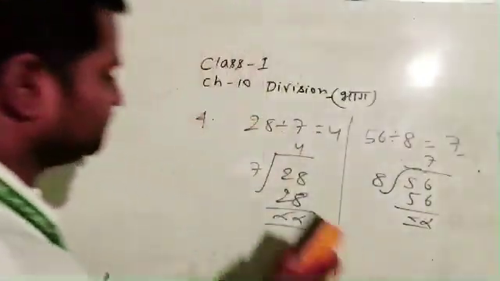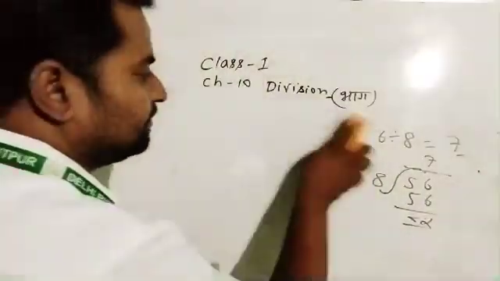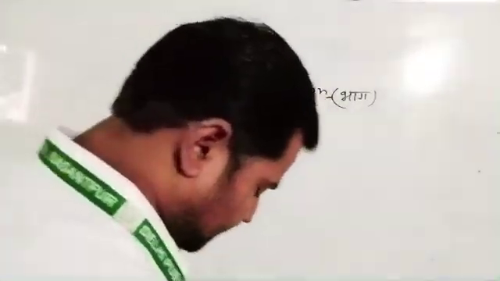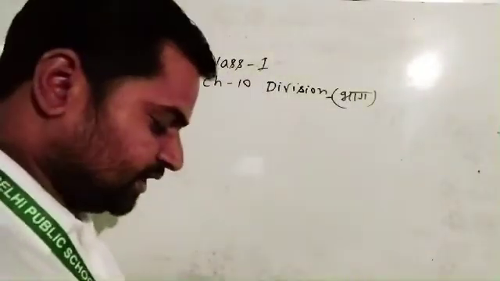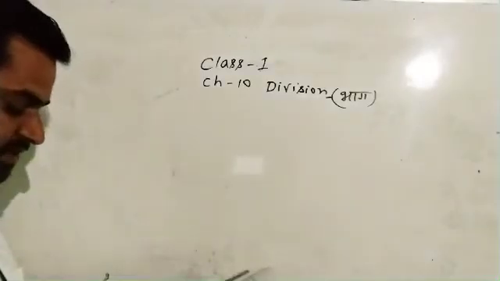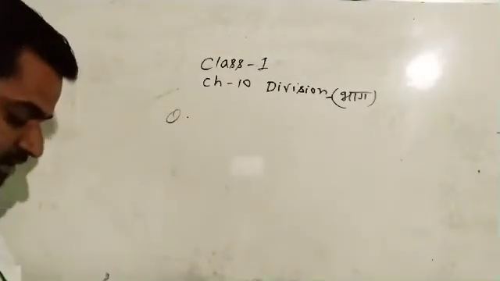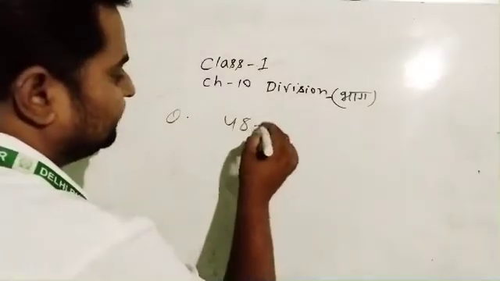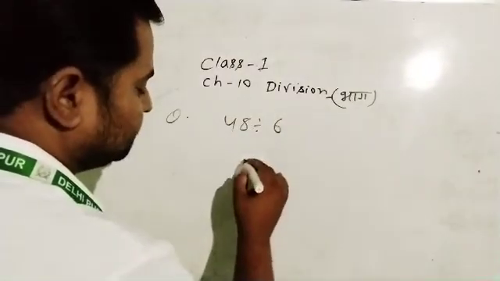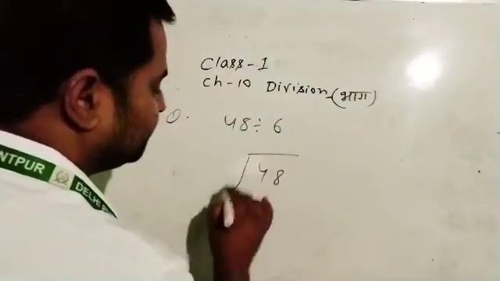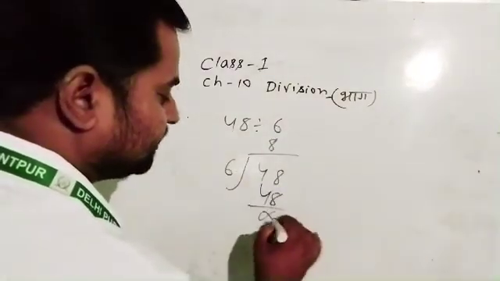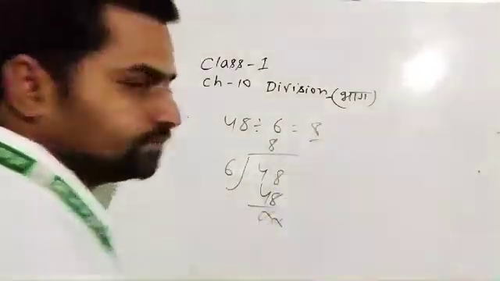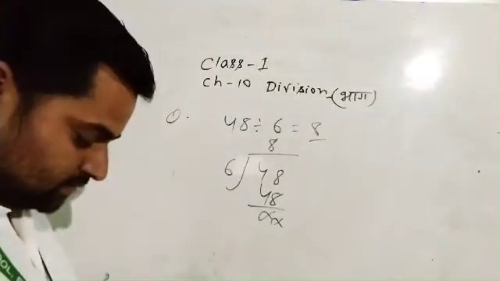And question number 6. 6 children share 48 toffees. Find the share of each child. Okay students, first write 48 divided by 6. 6 8s are 48. So your answer is 8.